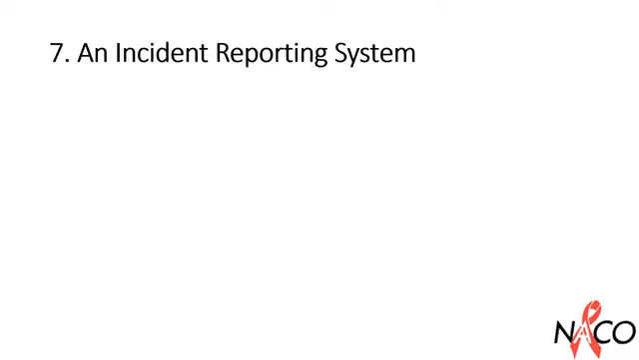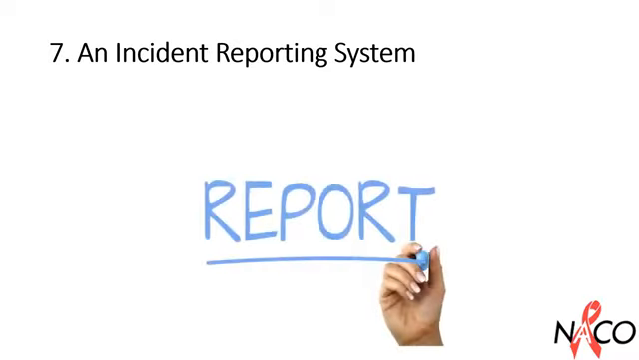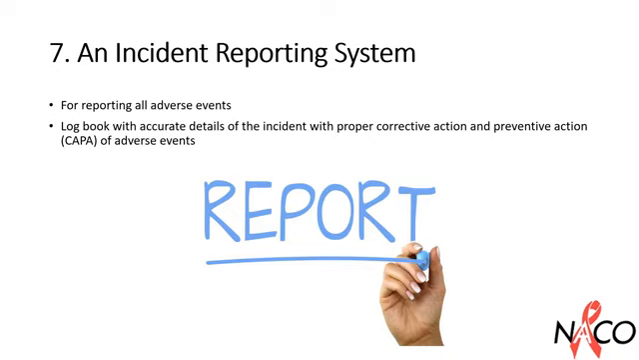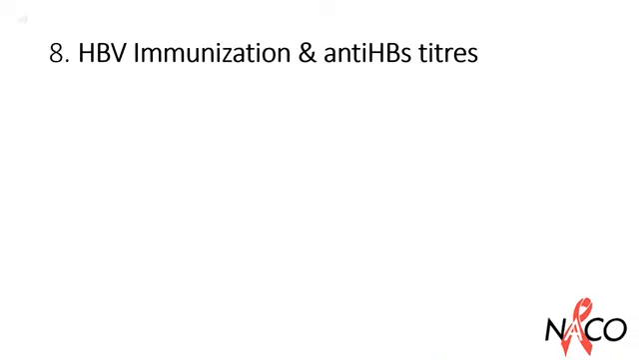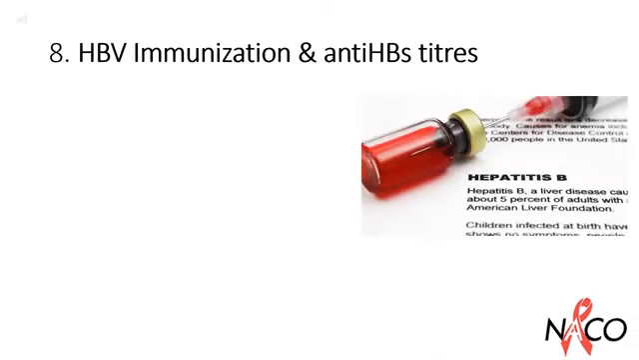A system is required for reporting all adverse events. A logbook or register should be prepared with accurate details of the incident, possible causes, and management, also known as corrective action and preventive action of adverse events, should be recorded. Documentation of status of hepatitis B immunization is mandatory.